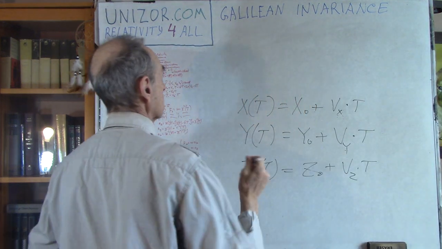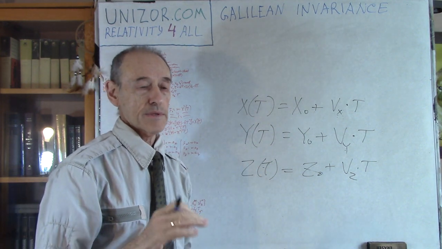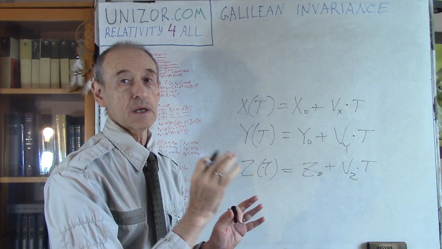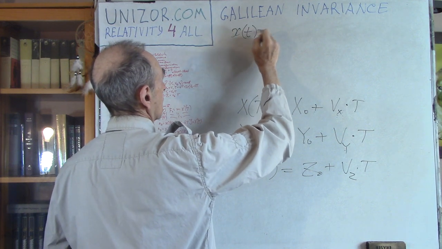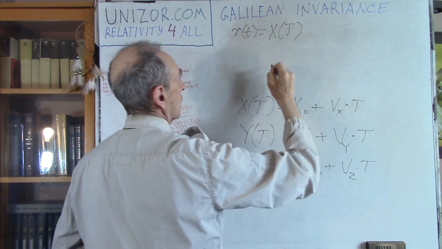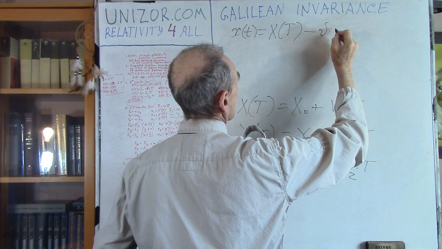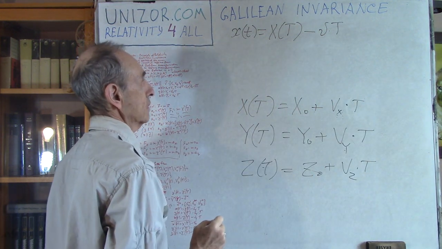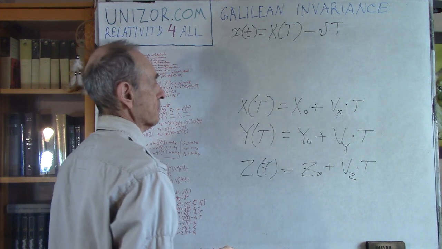And let's apply Galilean transformation. Let's just assume for now that the beta system is moving along the x-axis, so only the x coordinate is affected. So the X of T, as we know, should be equal to x of t minus v times t. Okay? Now, y should be equal to y and z should be equal to z.